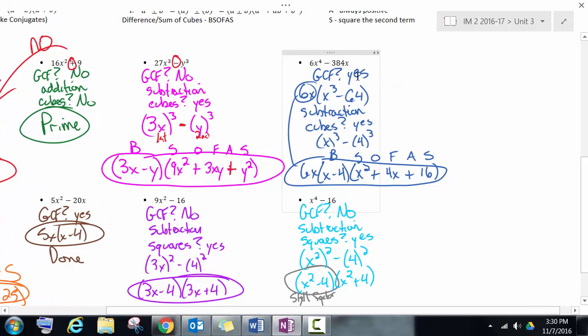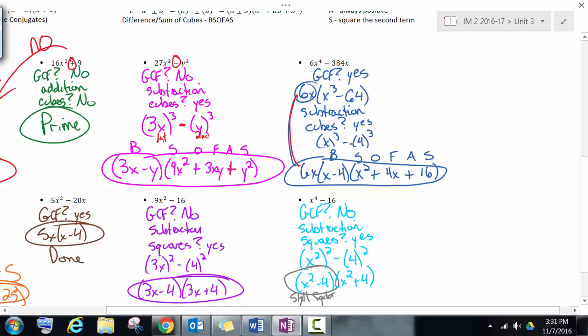All right, the next one here, is there a GCF? Yes, there's 6. So we take out 6x. Take out 6x. We're left with x cubed minus 64. Subtraction, okay. Is it cubes? It is. It could have been squares, and we could have done difference of squares if it was squared, but it's not. So it's cubes, so x cubed is x cubed, and 64 is 4 cubed. So we do our BOFAS again, and we don't forget our GCF.